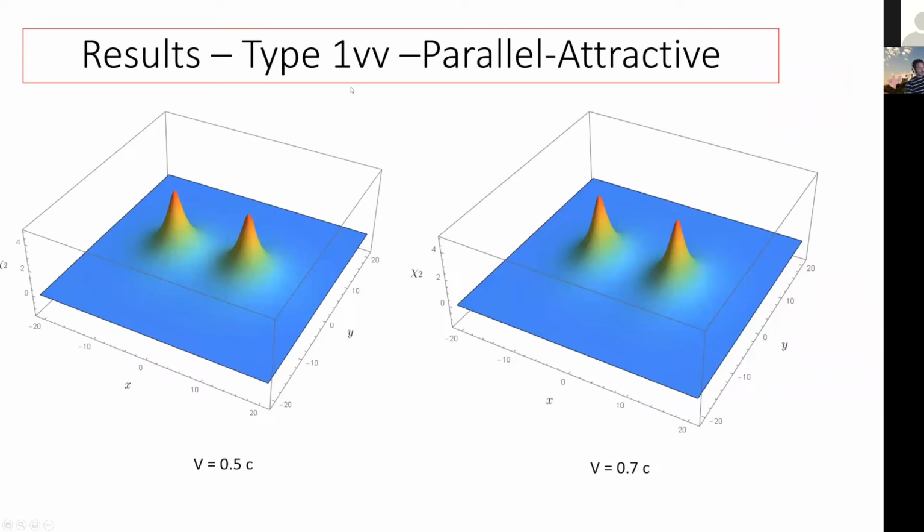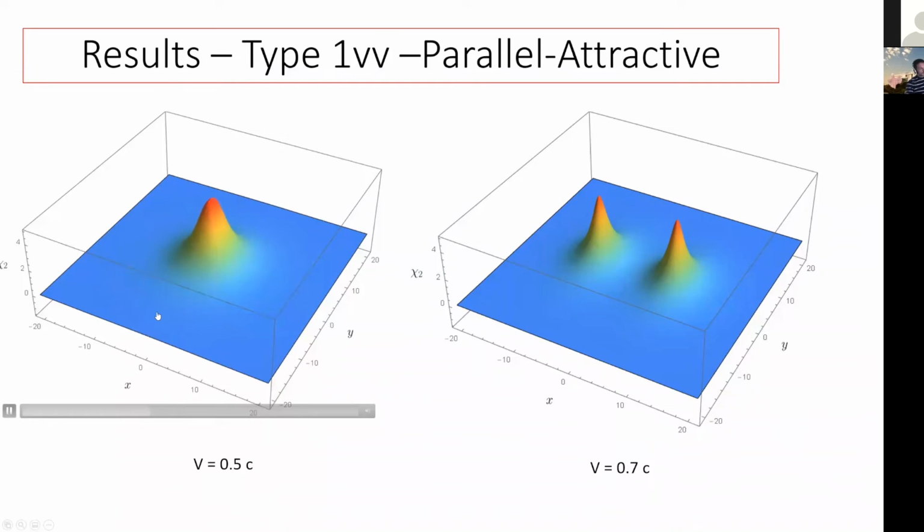Here I'm scattering two type 1 vortices, vortex to vortex, in the parallel channel. What we're looking at here is the chi2. I prepared two vortices which point in the same direction of internal space. They're parallel in internal directions, and I expect this to be an attractive channel given the table I showed you before. I send them at around half the speed of light.